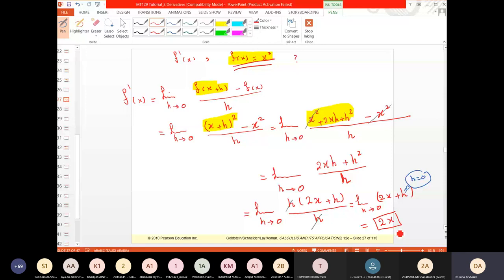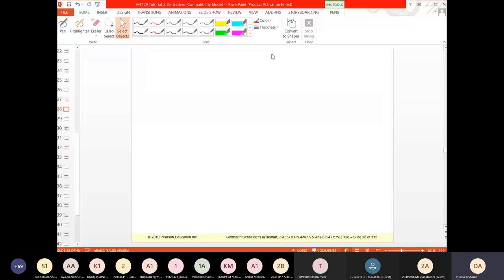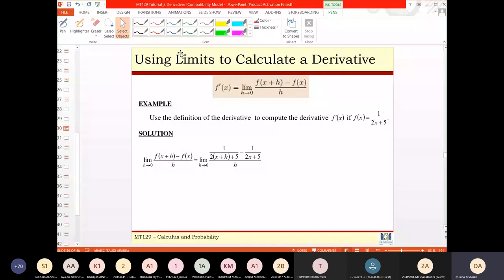Let me quickly review with you the rules that we have of the derivative. Well, let's keep this for later. Let's first of all complete our examples. We still have more examples here about using the definition of the derivative to find the limit.